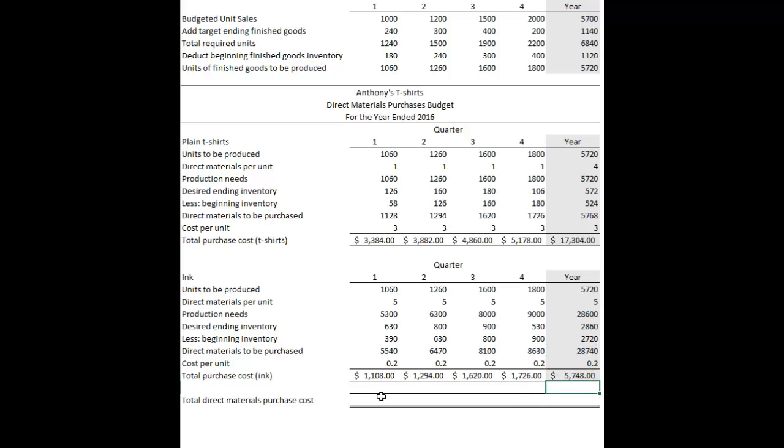Okay, so the total direct material purchases, remember I'm looking at cash we spent, it's going to be all of the t-shirts that I purchased plus all of the ink I purchased. And we're going to then carry that all the way across. And we can see we need $23,000 for direct materials. Okay, so that really helps us when we establish the cash budget and knowing what outflows we're going to have for direct material purchases.